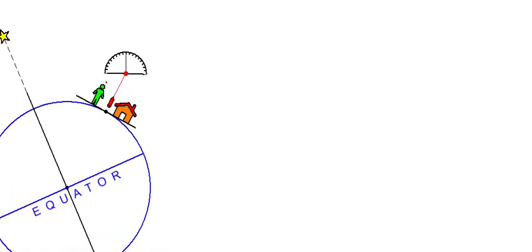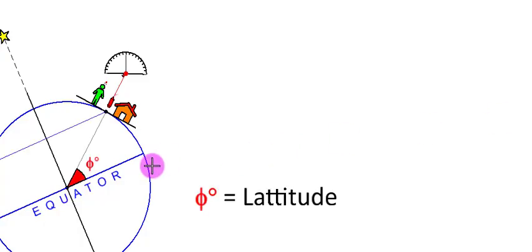Here the observer knows his latitude. So we can show the latitude of that particular town. So latitude is nothing but the angle made by that place at the center of Earth with the plane of equator. Okay, so that's the latitude.